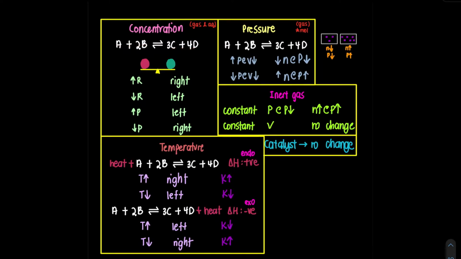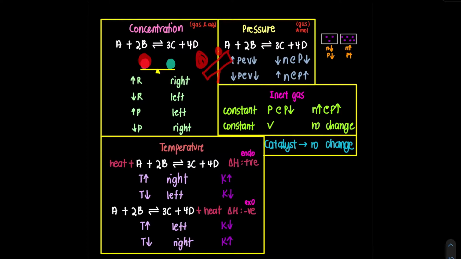Okay, so in terms of concentration, there are two ways of seeing it. First is in terms of the seesaw. When we increase the concentration of reactant, assume the red one is the reactant and the green one is our product, what will happen? This block will be bigger, so it will be tilted to one side.